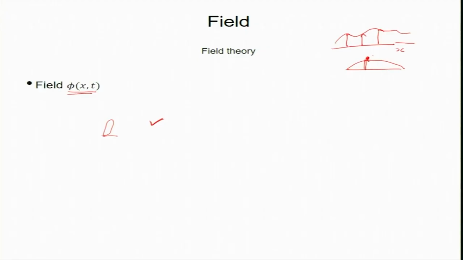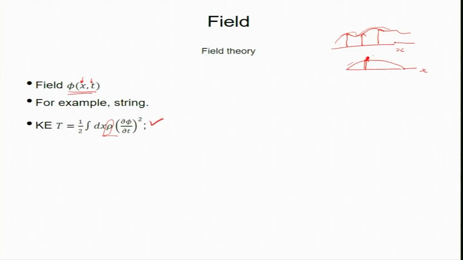So, we have field phi(x, t). It is a function of position and time, like a string. For every position x at a given time I have an amplitude, so I can treat that as a field variable. Pressure field in this room, at any position there is a pressure. So, we have this field.